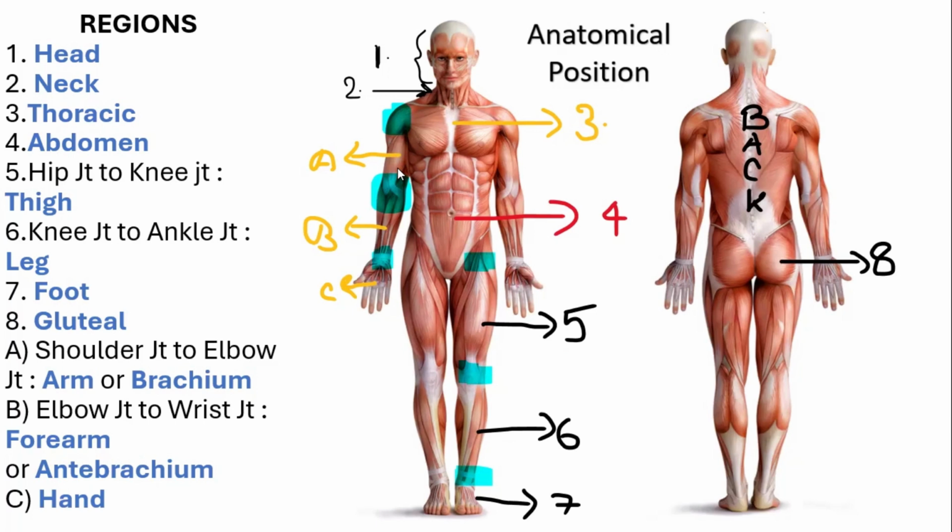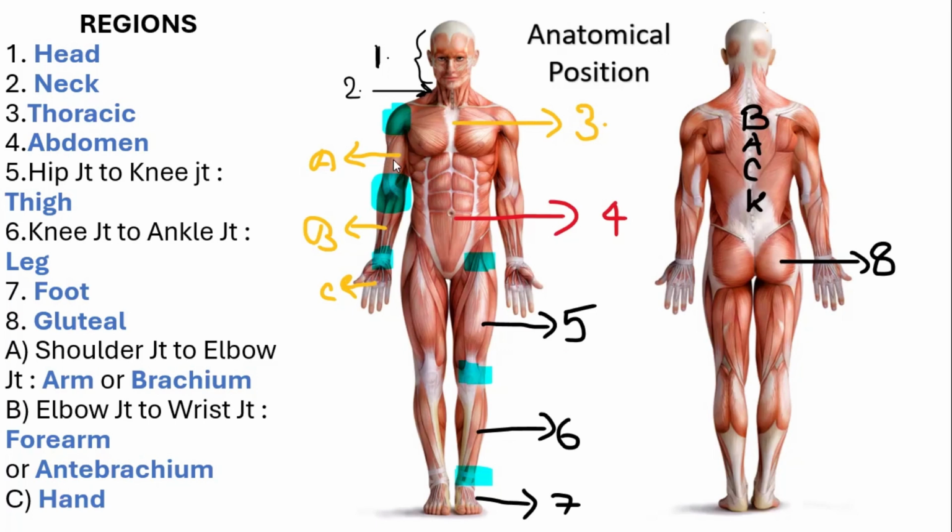Now, why is the term brachium present? There are so many muscles, for example coracobrachialis, biceps brachii, and so on. And also, when we study the aorta and the arterial supply, the arch of aorta, there also the brachiocephalic is going on. We will discuss it later. But for now, just remember: the shoulder joint to the elbow joint is known as arm or brachium.